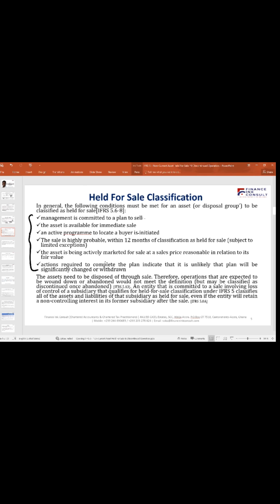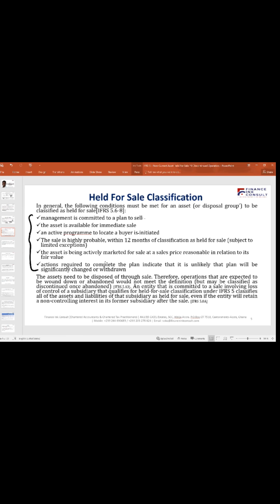Three, an active program to locate a buyer is initiated. So management should not sit in their offices and just say, oh, we want to sell this asset, so let's classify it as held for sale. There should be an action from management trying to get someone to buy the asset. Then four, the sale is highly probable within 12 months. So highly probable means within 12 months of classifying the asset as held for sale. Like all things being equal, within the next 12 months or within the next financial year, we should be able to dispose of the asset.